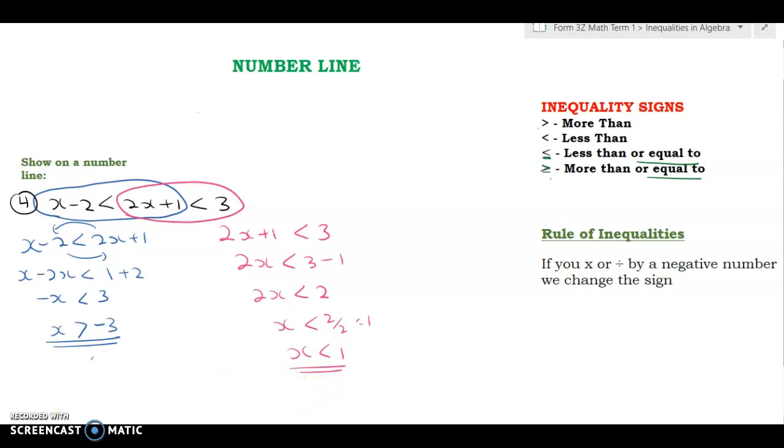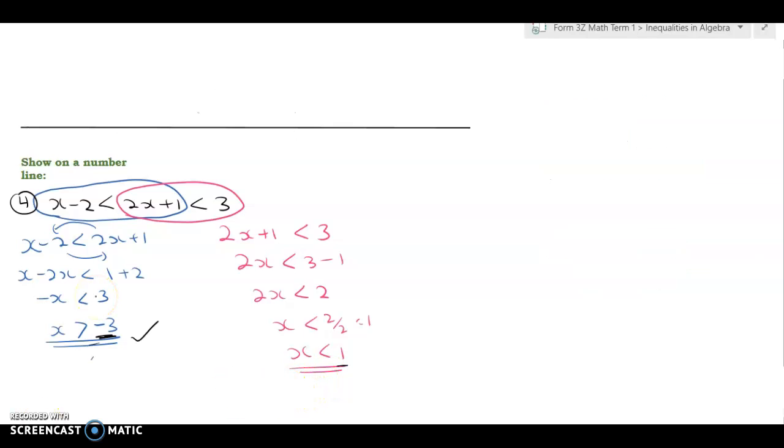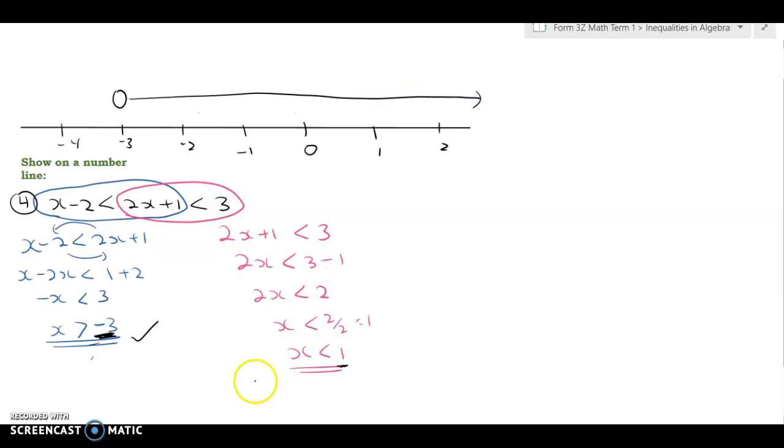Let me show you how that is done. Two values here to cater for. There's a minus 3 and the 1. So my one number line must cater for all of this. So I could put 0 here, 1, 2, minus 1, minus 2, minus 3, minus 4, etc. Right? So x is greater than minus 3 will go like this. x is less than 1 will go like this.